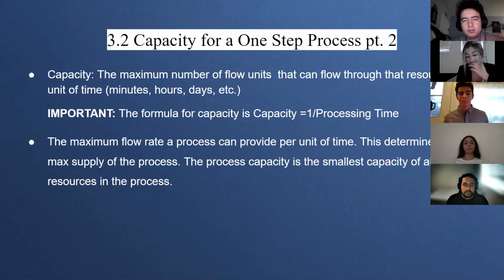The maximum flow rate is what a process can provide per unit of time. This determines the maximum supply of the process. The process capacity is the smallest capacity of all resources in the process. Let's go back to the Subway example. How fast can an employee create a sandwich? If they can create it really fast, that'd be the smallest amount of time that it can be made in. So on to the next slide.